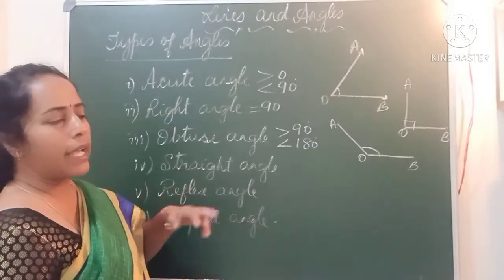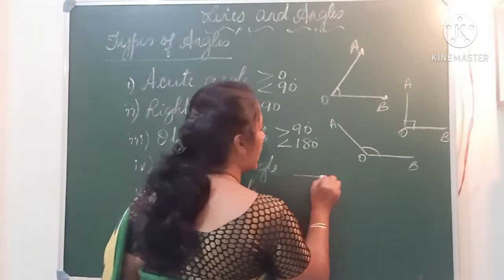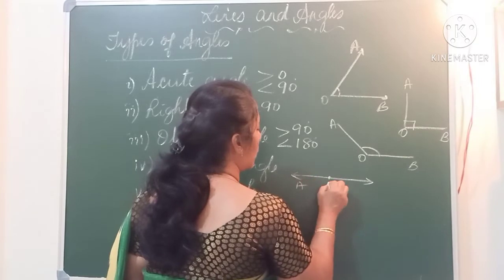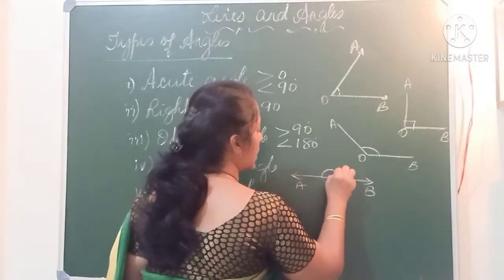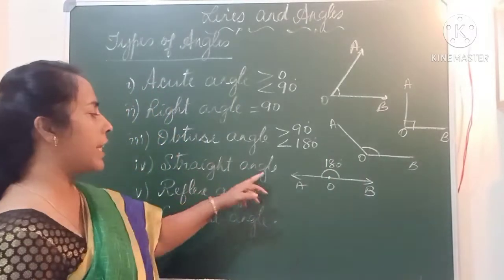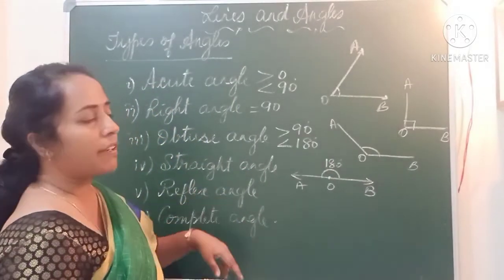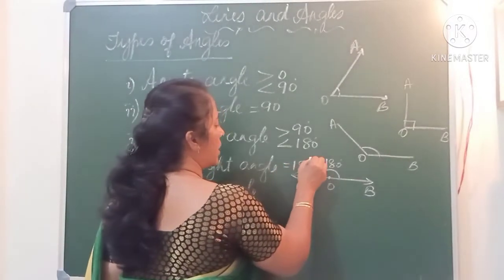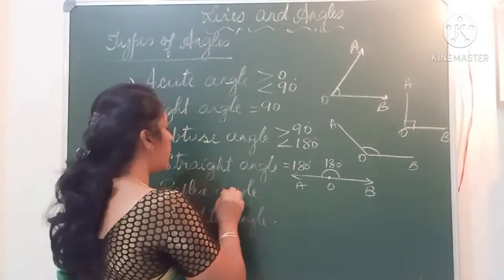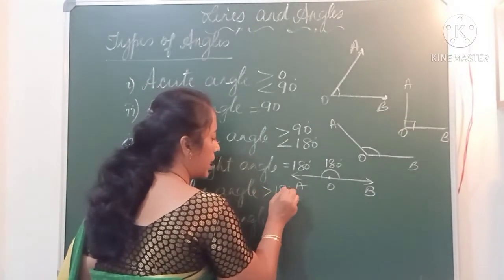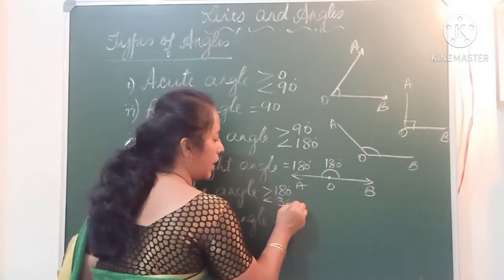Then straight angle. If an angle is equal to 180 degree, so angle AOB, if this angle measures 180 degree, that is called a straight angle. So what do you mean by reflex angle? Straight means equal to 180 degree. Reflex angle means which is greater than 180 degree but less than 360 degree.